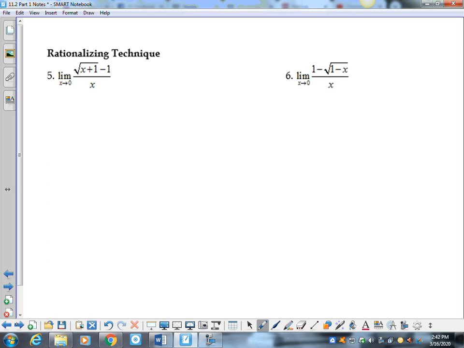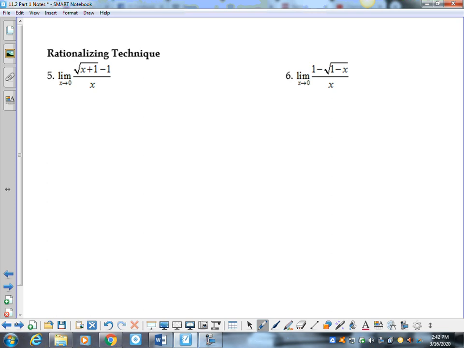I can't factor the square root of x plus 1 minus 1. There's no GCF, they're not squares, it's not a trinomial, and I don't have 4 terms. I can't do the grouping, which we did in number 3 and number 4. So what I'm going to do is multiply top and bottom, because that's what keeps it legal, by the conjugate of the top.